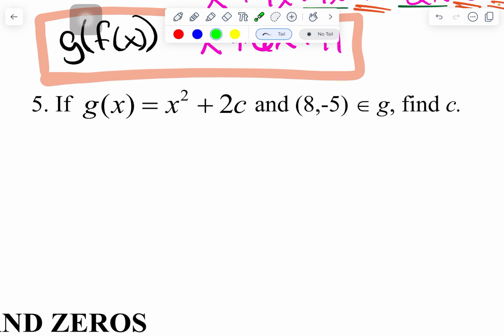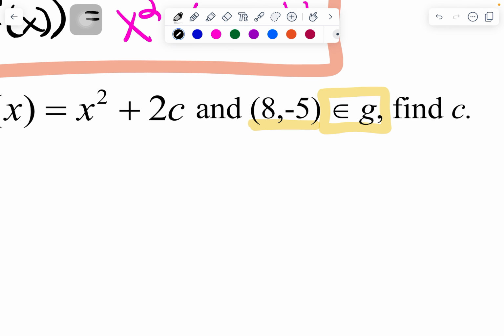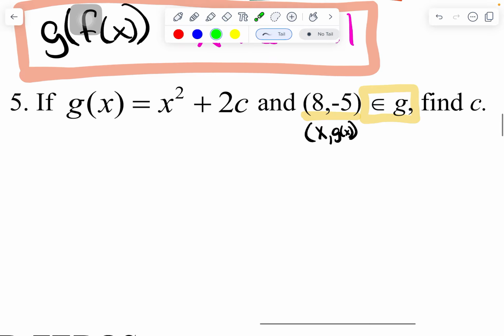Okay, so let's see what we got here. We have a partial function here. So we've got g of x is equal to x squared plus 2c. Now this is a little different. And I'm outright telling you that 8, negative 5 is an element of g. So here's what this means. This ordered pair right here is x, g of x. So when we put 8 in as x, our g of x is equal to negative 5. So what this means is that we can do a little replacement.